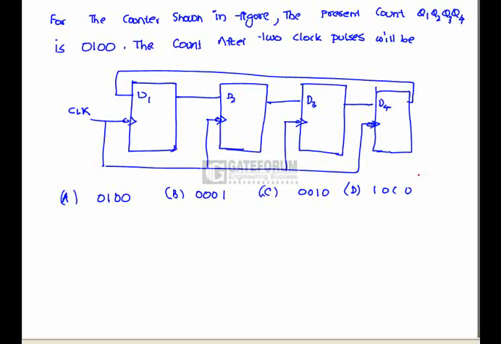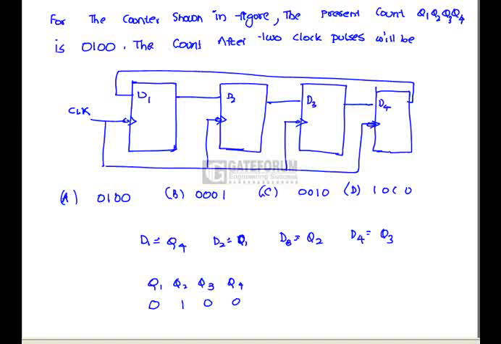For the counter shown in the figure, the present count is 0100. Count after 2 clock pulses will be. Here D1 equals Q4, D2 equals Q1, D3 equals Q2, D4 equals Q3. We know that Q1, Q2, Q3, Q4 are initially 0100.